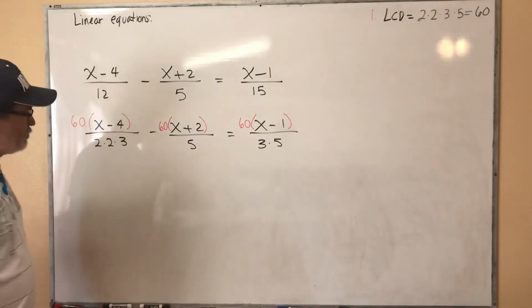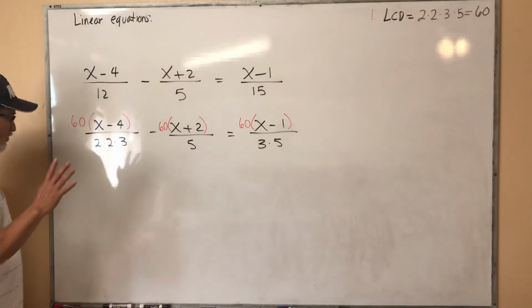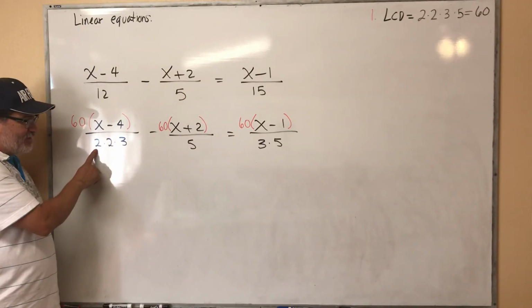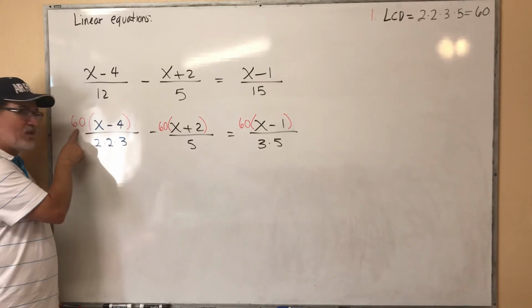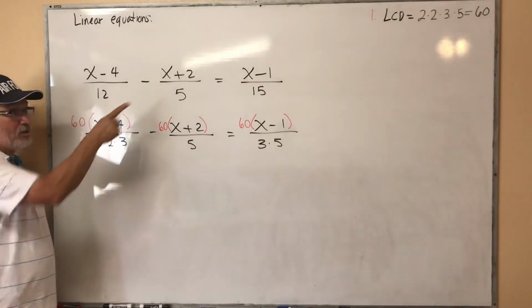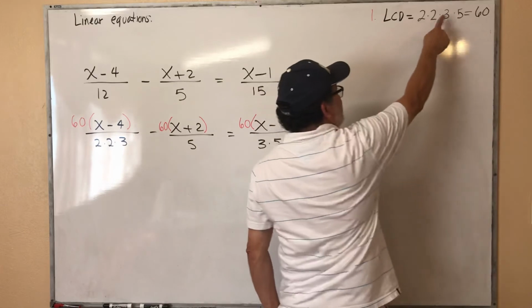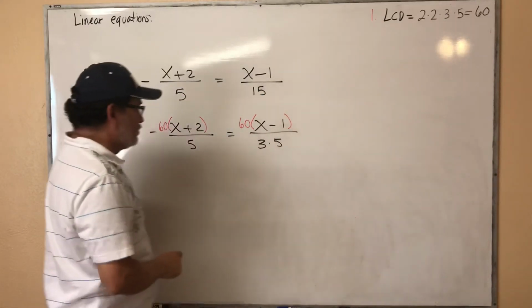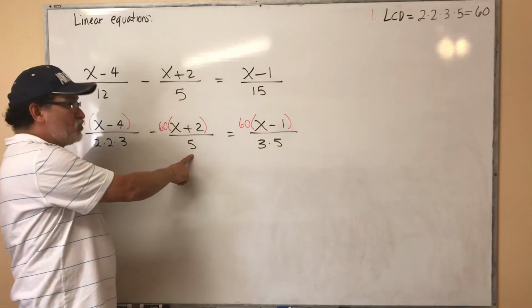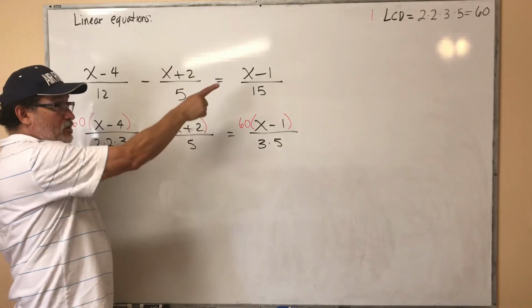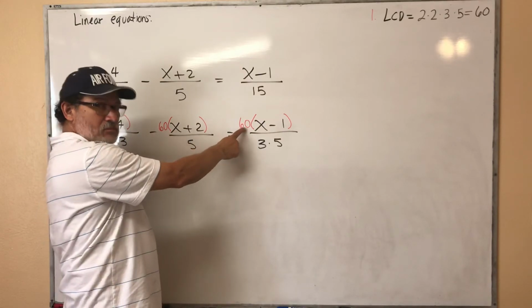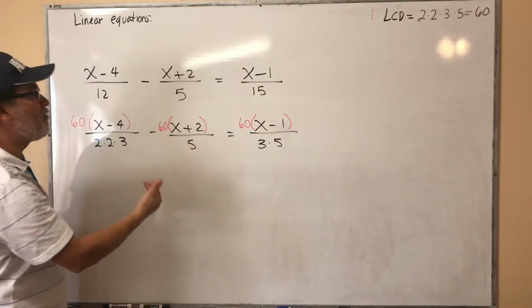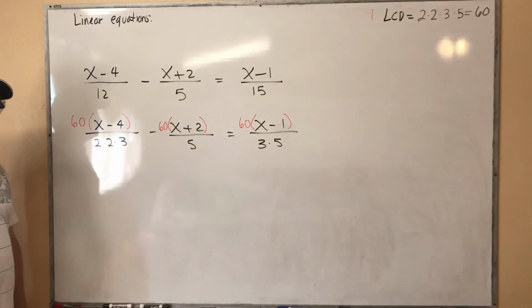Now, don't forget, these 2 times 2 times 3, we use them for 60, the LCD. Yeah, look, it's right there. 2 times 2 times 3. The 5, we used it to get 60. Look. And the 3 times 5, we used it to get 60. So all these denominators are bound to go into the LCD.